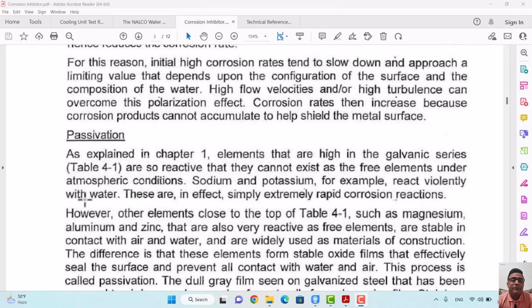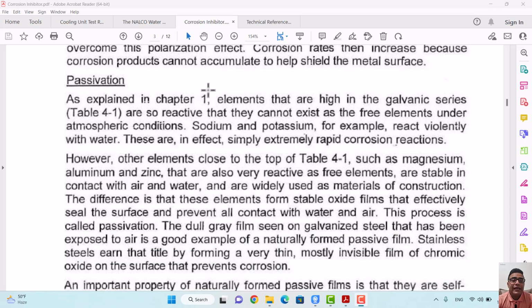Then we have passivation. Elements that are high in the galvanic series are so reactive that they cannot exist as free elements under atmospheric conditions. Sodium and potassium, for example, react violently with water. These are in effect simply extremely rapid corrosion reactions.